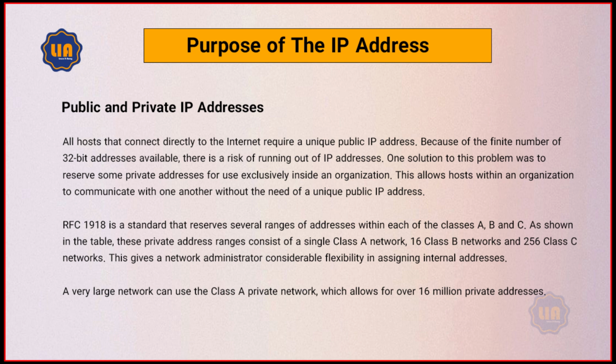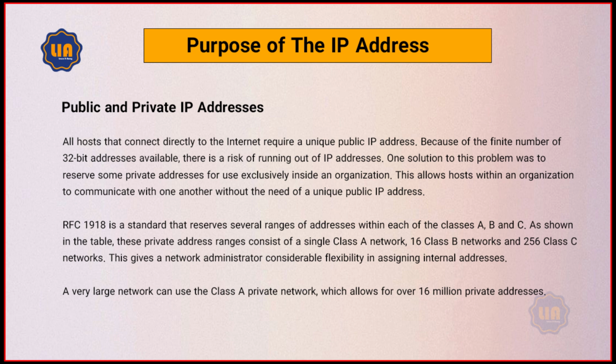RFC 1918 is a standard that reserves several ranges of addresses within each of the classes A, B and C. As shown in the table, these private address ranges consist of a single Class A network, 16 Class B networks and 256 Class C networks. This gives a network administrator considerable flexibility in assigning internal addresses.